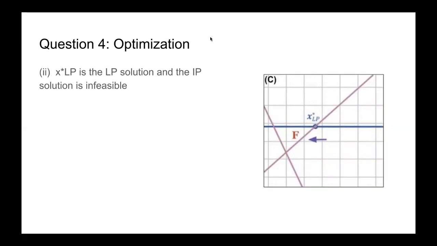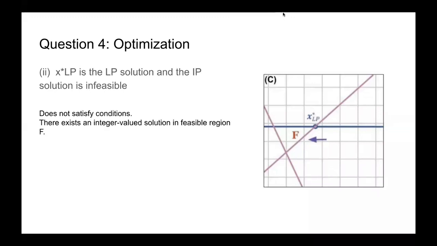Okay, moving on to graph C. In this case, we're given the cost vector and the LP point and the feasible region. So in this case, we can see that this will not satisfy the conditions. And this is because we can observe the feasible region and see that there is a valid integer point that would be a valid point for this particular linear programming problem or integer programming problem. And that could be a solution that's returned. So the IP solution is not infeasible, and branch and bound would definitely find this solution while running the algorithm.